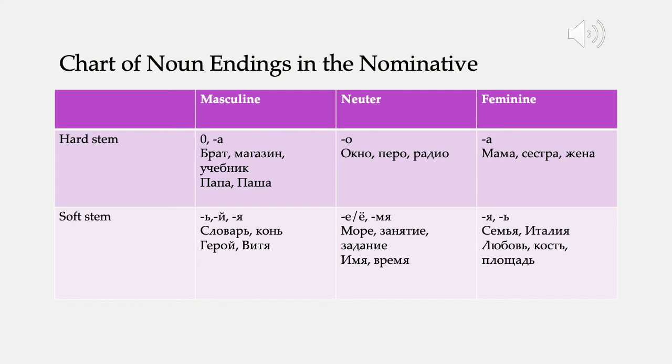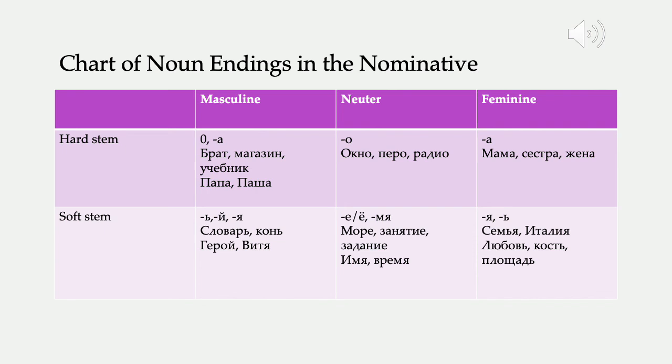And finally, going to feminine, we have the hard stem nouns, which are going to end in a. So for example, mama, sestra, жена, mother, sister, wife. And then for the soft stem nouns, we have a few that end in ya. So for example, семья, family, Italia, Italy. A note again, this iya ending, that's pretty common. And then we have a number that end in мягкий знак, like любовь, love, кость, bone, площадь, city square.